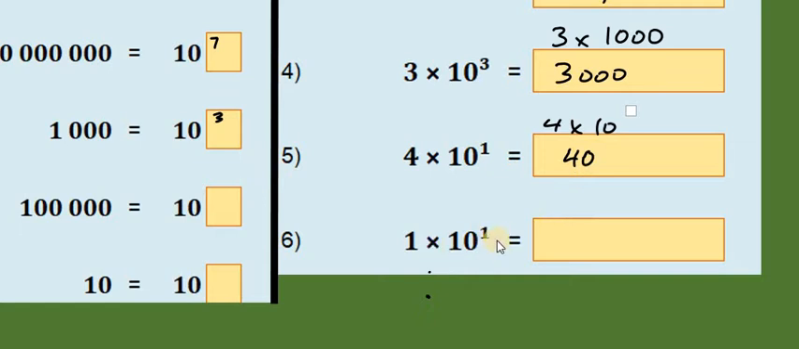1 times 10 to the first power will be what? I mean, that is very simple. What do you think that answer should be? Well, that will be 1 times 10. 10 to the first power is simply 10. 1, 0, indicated by the power of 1. And 1 times 10 will give us 10.